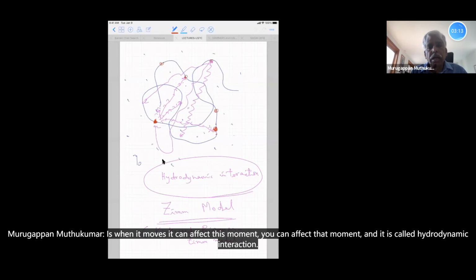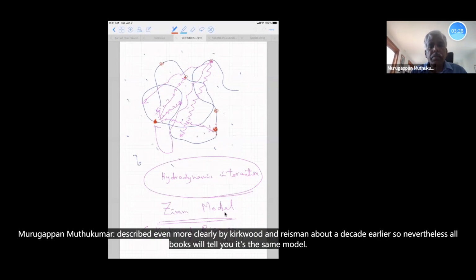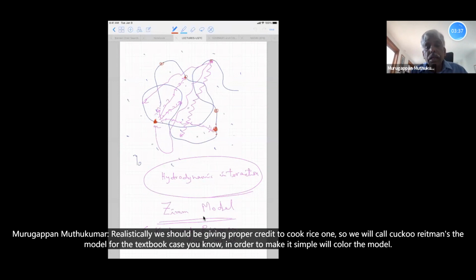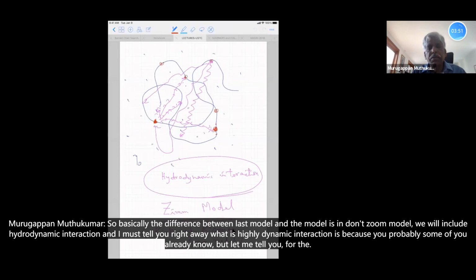And this is called hydrodynamic interaction. This hydrodynamic interaction was included in describing the polymer dynamics by Zimm. And we call this the Zimm model. In fact, the same model was described even more clearly by Kirkwood and Riseman about a decade earlier. Nevertheless, all books will tell you it's the Zimm model. Realistically, we should be giving proper credit to Kirkwood and Riseman. So we will call it the Kirkwood-Riseman Zimm model, or for the textbook case, in order to make it simple, we'll call it the Zimm model.